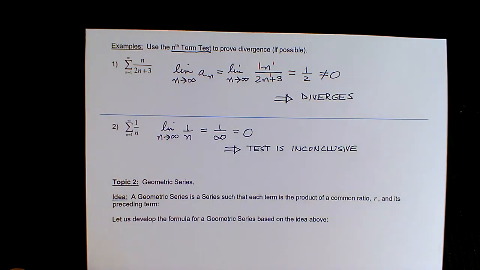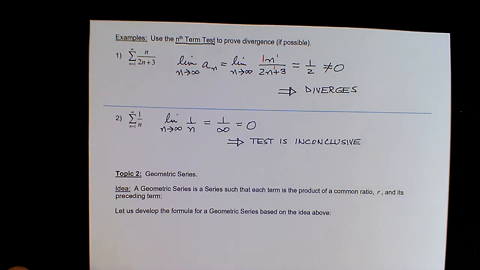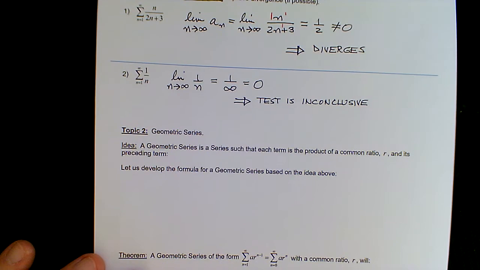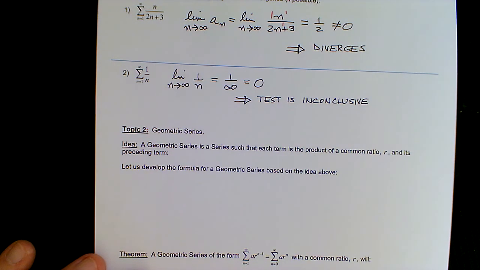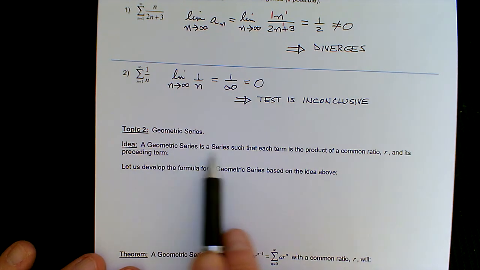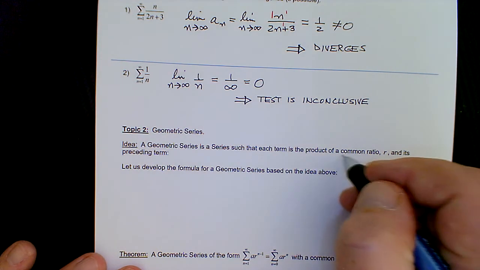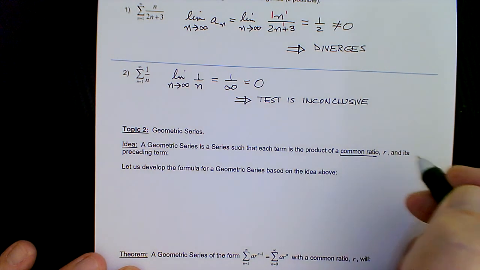Okay, that was topic 1. That's all there is to that topic. We're going to go to topic 2 right away here and try to finish both in this one video. And we look at a special type of series. It's called a geometric series. And here's the idea. A geometric series is a series such that each term is the product of this common ratio, r, and its preceding term. And so let's develop the formula based just on that idea.